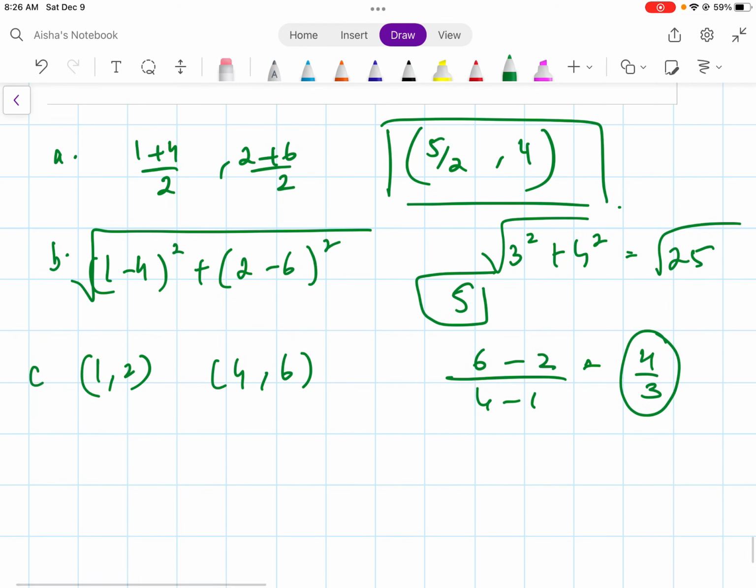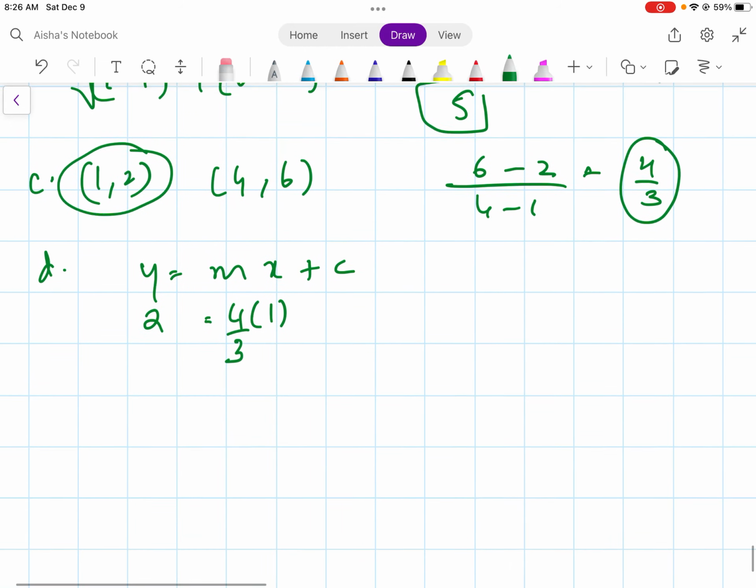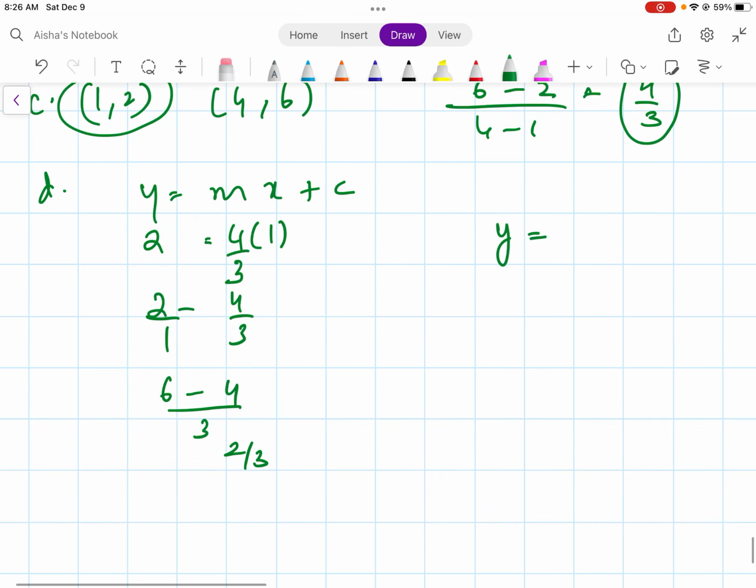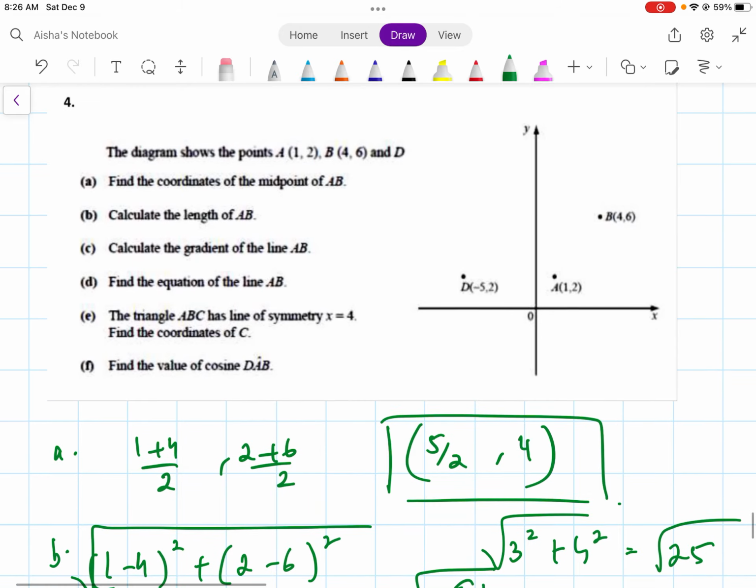Equation of the line AB, y is equals to mx plus c. We have the gradient, which is 4 upon 3. We can use this point to input: 2 minus 4 upon 3, 6 minus 4 upon 3, 2 upon 3. So y is equals to 4 upon 3 x plus 2 upon 3. This is my equation of the line.